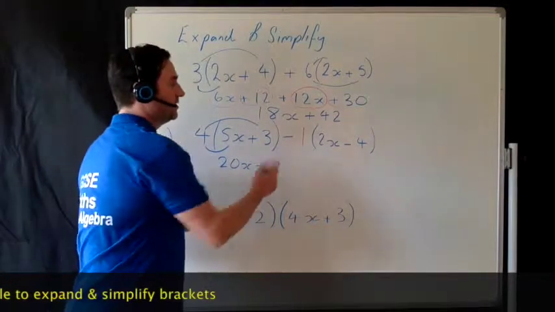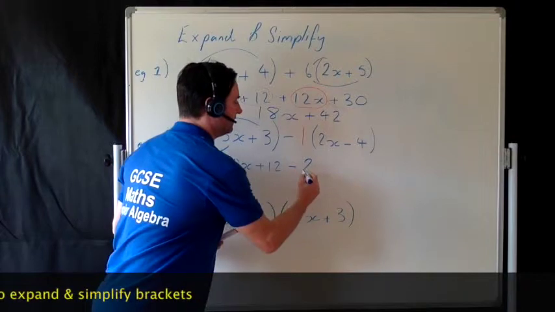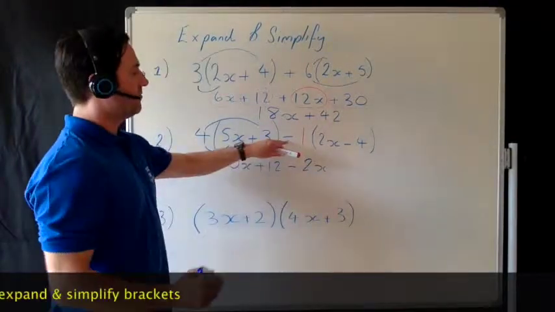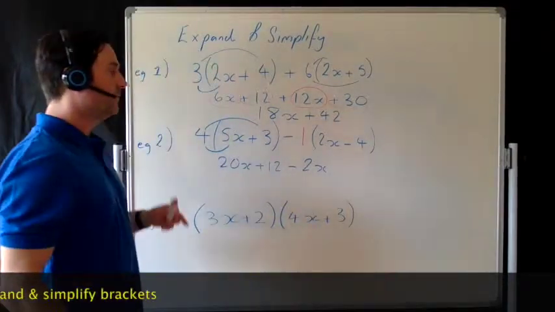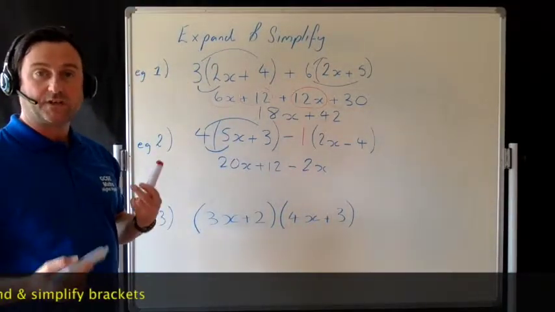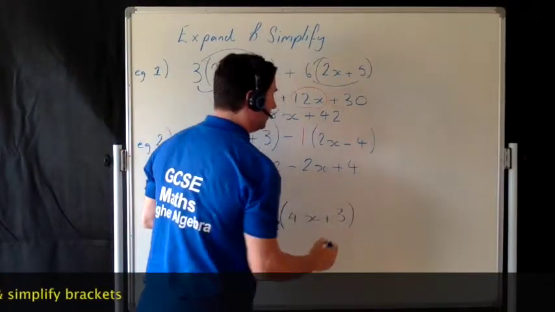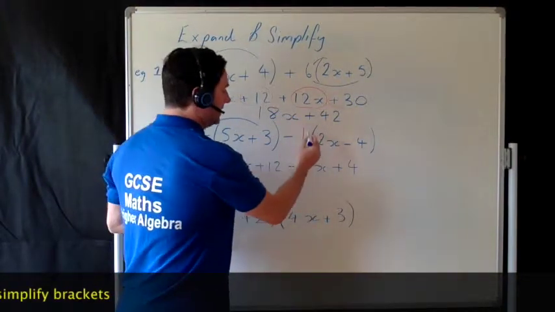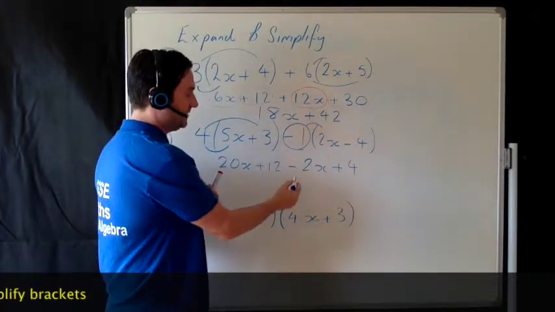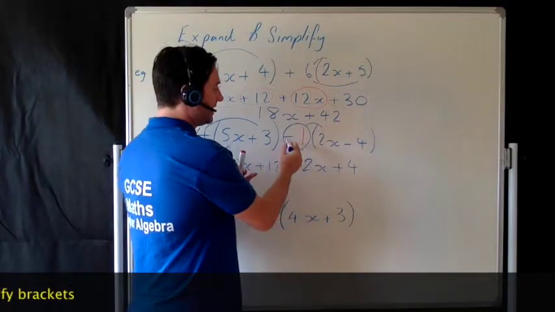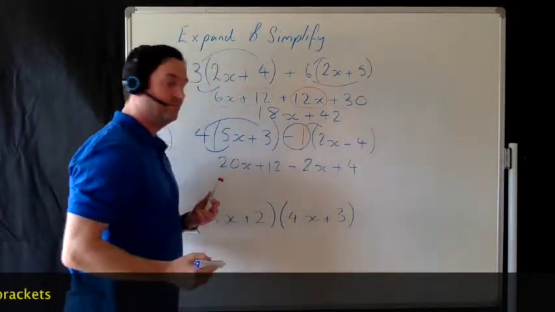So minus 1 times 2 gives us negative 2x. And then we've got the negative 1 times the negative 4. Negative times a negative gives me a positive. So that becomes positive 4. Just to go over that again, the negative 1 times by the 2 gives me a negative 2. And the negative 1 times by the negative 4 gives me the positive 4.